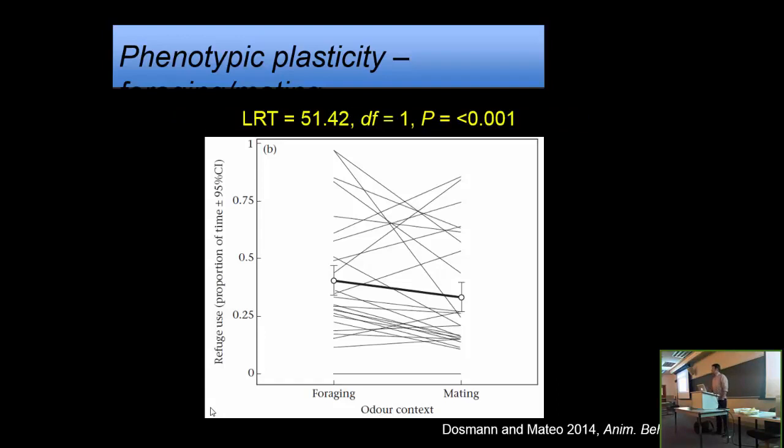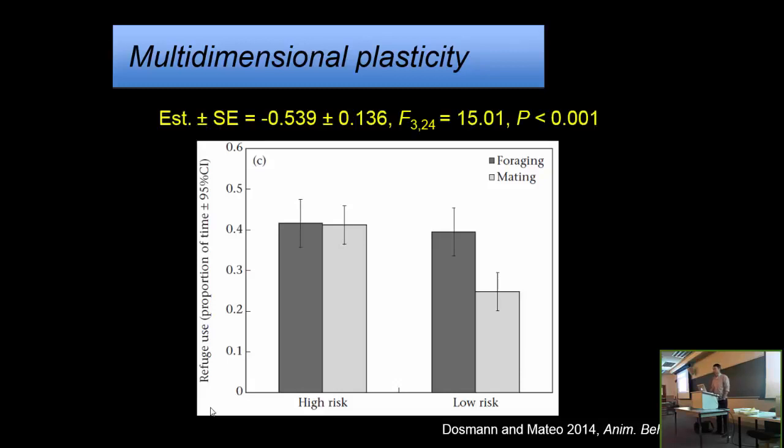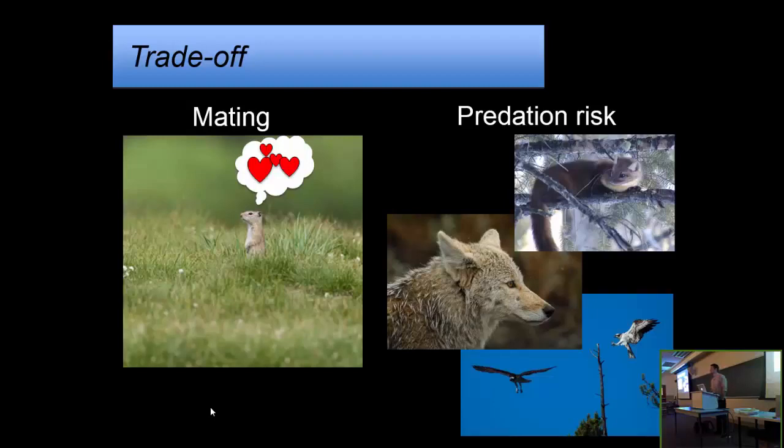Now, when we look at multidimensional plasticity, to evaluate both of these environmental variables and their effect on behavior together, we see that there's a fairly strong interactive effect: individuals spend the least time in the burrow, the lowest level of anti-predator behavior, in the low-risk mating situation. One explanation we've proposed is that it might reflect trade-offs that the squirrels are dealing with.